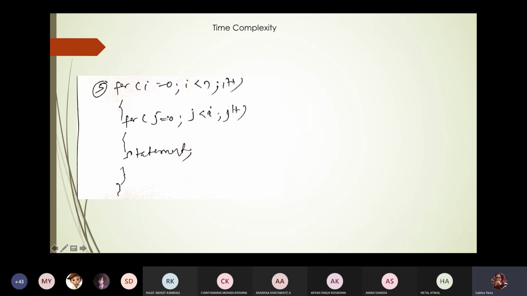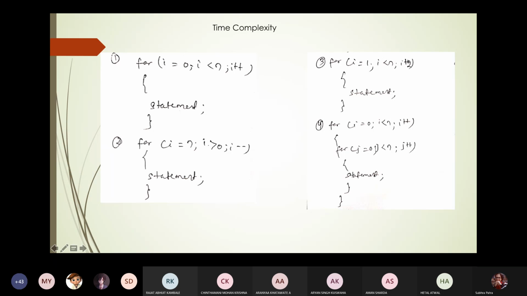To start with, if we take this chunk of code, what would be its time complexity just by looking at it? This for loop is simple: i equal to 0, i less than n, and i plus plus. How many times would the statement execute? Can anyone tell? N times. N number of times. Yes, so it will be of the order of n.